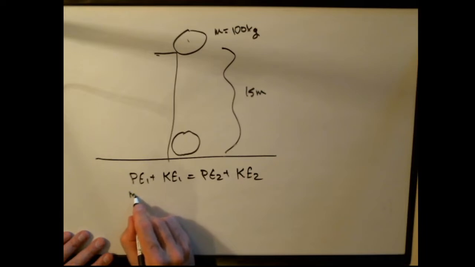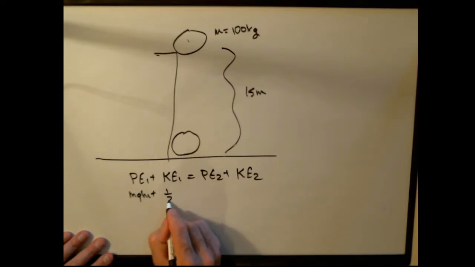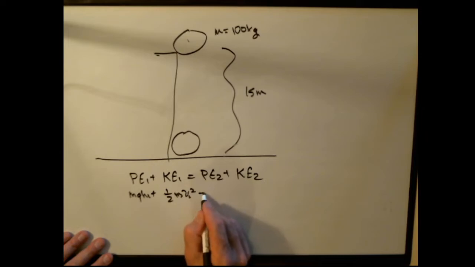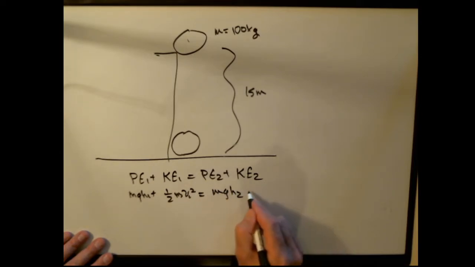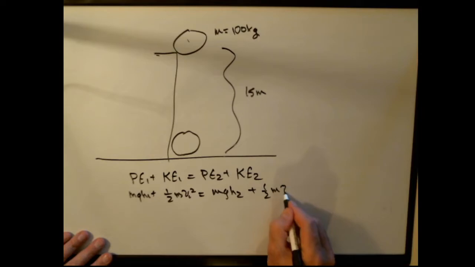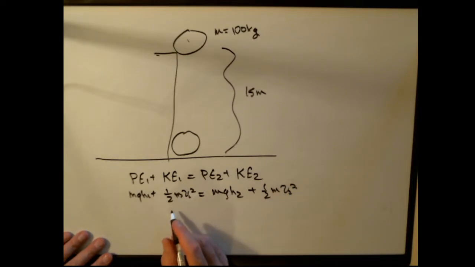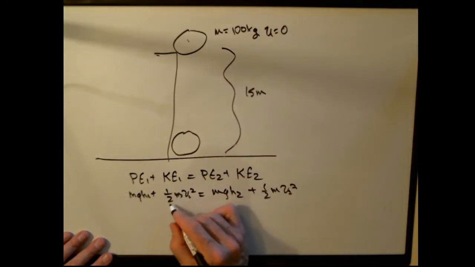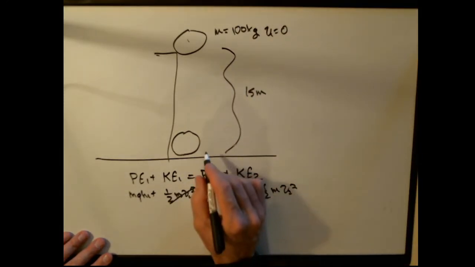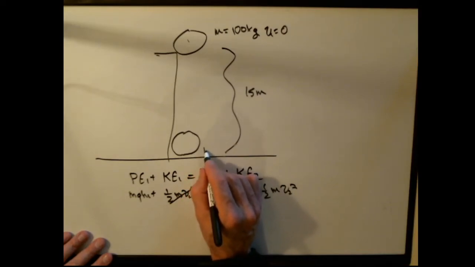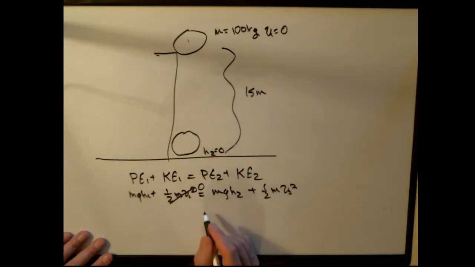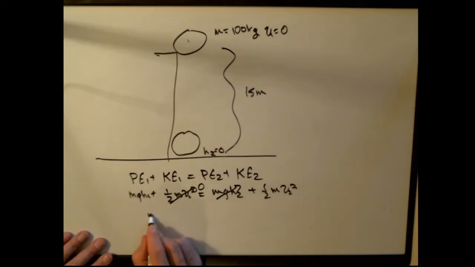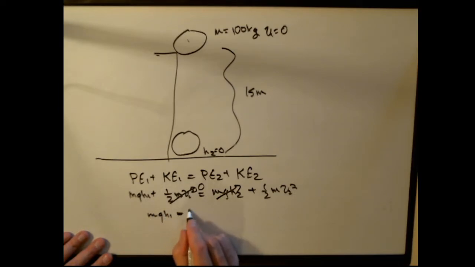This is mgh1 plus 1/2 mv1 squared is equal to mgh2 plus 1/2 mv2 squared. Since it starts essentially from rest, we can get rid of this term and say that one's 0. H2 is right before it hits the ground. We're going to say h2 is equal to 0, or as arbitrarily close to 0 as I want to get. And so that gives me mgh1 is equal to 1/2 mv2 squared.